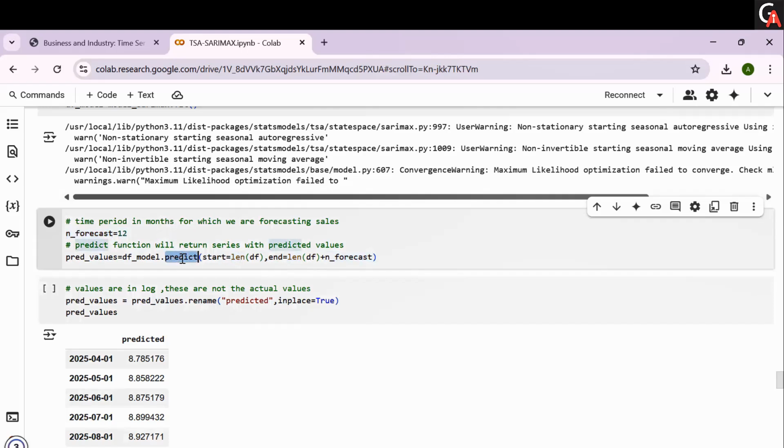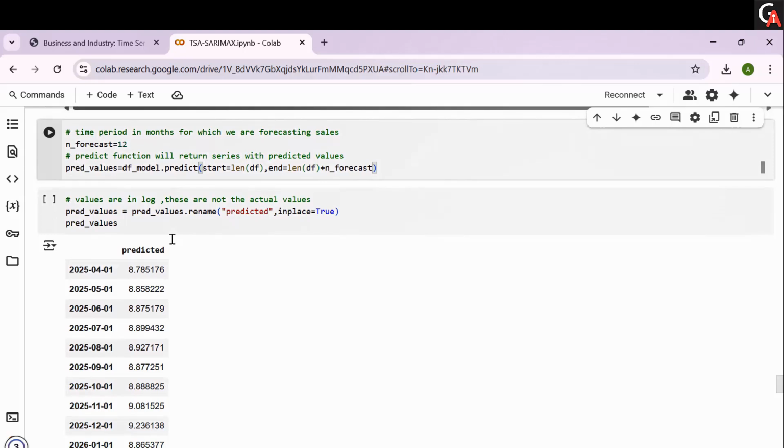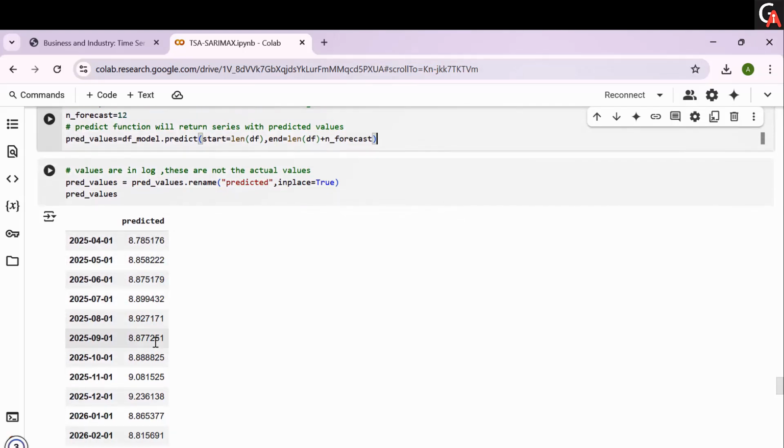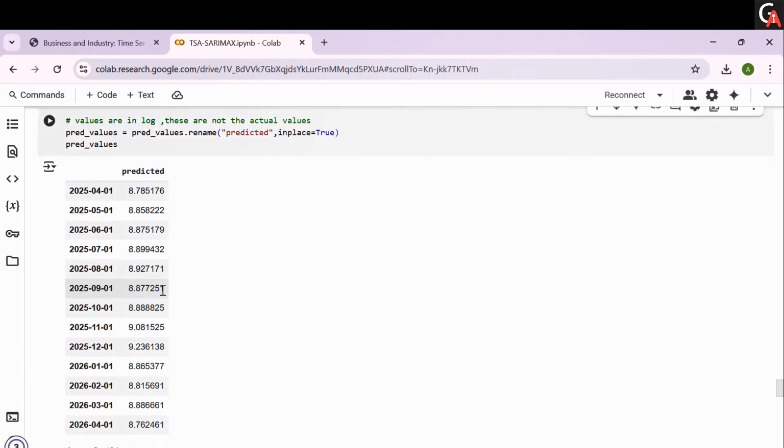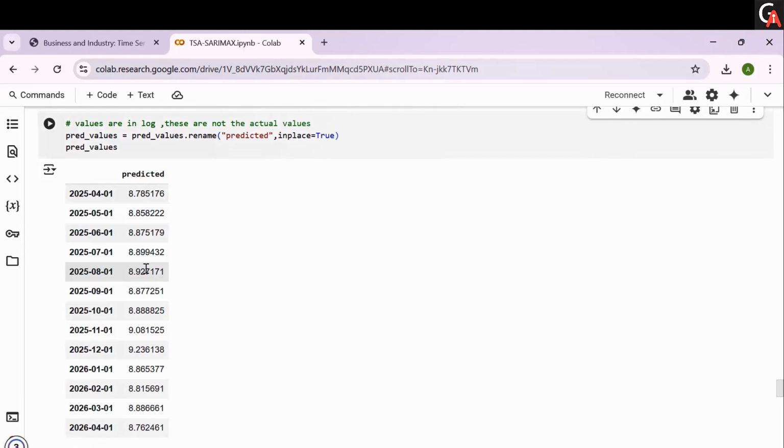Now in this predict function, you have to pass from which record you want to predict the results. For that I have given the length of our data frame, and also I have added 12 months to that particular length, and 12 I have stored into this variable, which you can modify also. Once you get the predicted values, they will look like this, but these values are too small. Our sales were very big. Why is this so? Because these values are present in the log. They are not the actual values.